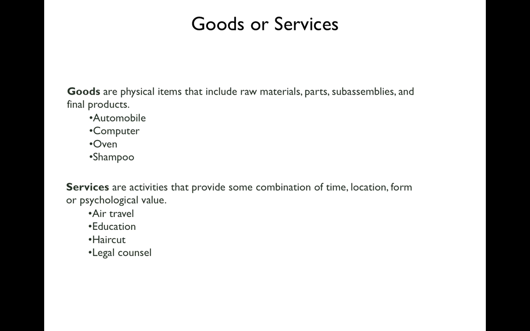So here's some examples of goods versus services. So goods includes everything from raw materials to partially assembled something to the final product. So an example is your car. Your car is a goods. The computer that you're using to watch this video, that is a goods. An oven where you bake something, shampoo, those are all goods.